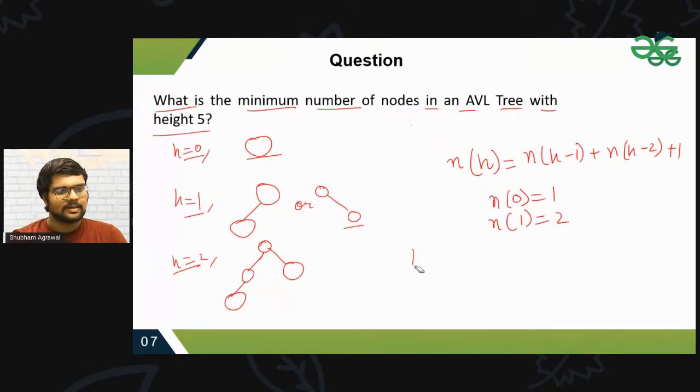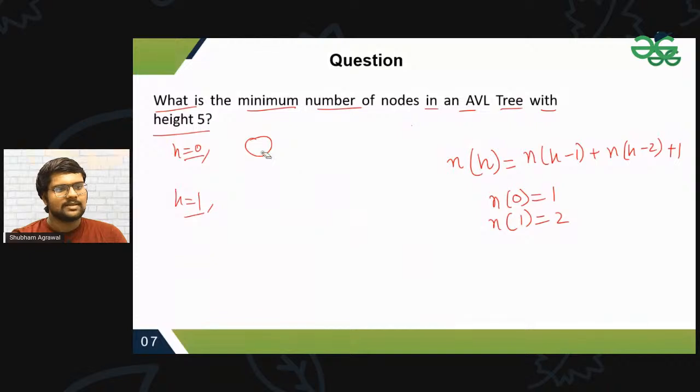Okay. Now let's compute the height. So let's compute the minimum number of nodes with the given height. So we have h equal to 5 here. So we want to compute n of 5. Okay. So n of 5 will be n of 4 (h minus 1) plus n of 3 (h minus 2) plus 1. Okay. Now to get n of 5 we need n of 4.